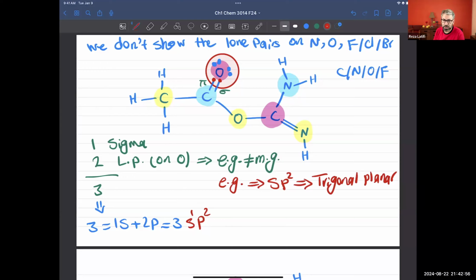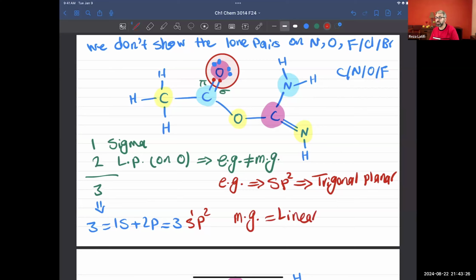Next, how about the molecular geometry? What do I see? I see an oxygen attached to carbon. What do you call it? Clearly, that's going to be linear geometry, because I see just 1 line. So the molecular geometry will be linear.